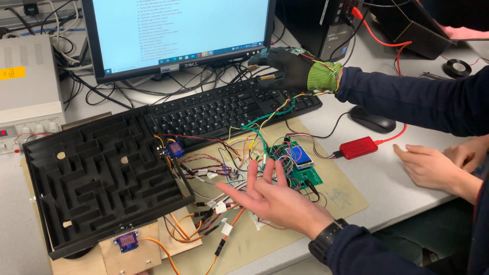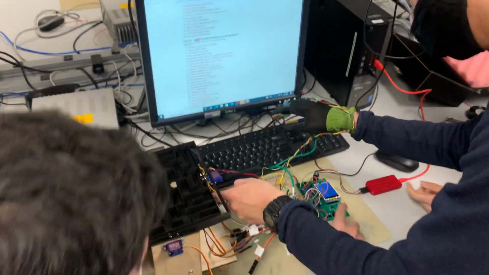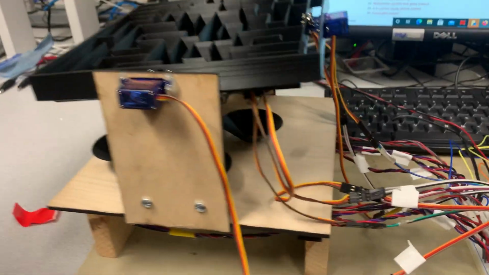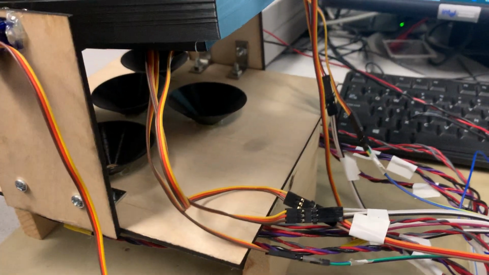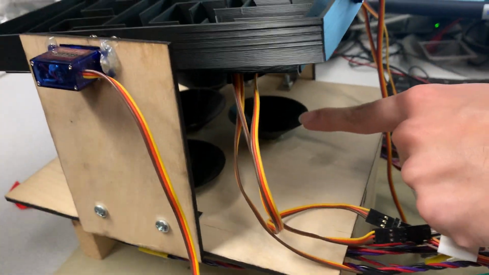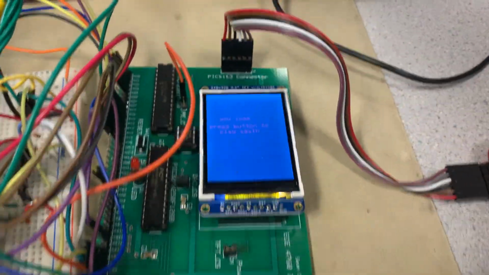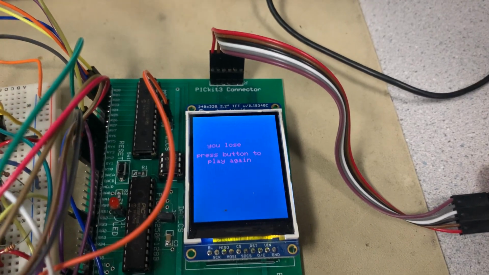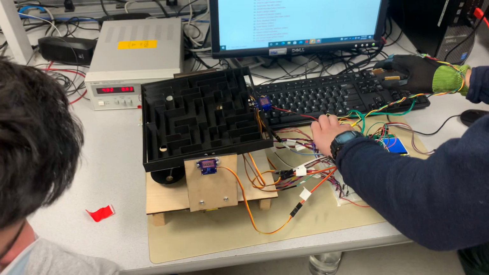But as you can see, I fell through this hole and then it actually detected that it fell through the wrong hole and said that you lose. So it fell into that bucket there. Yep, this one right there. And it indicated loss. And there's a way to play again. Yep, to play again, you just press this again.